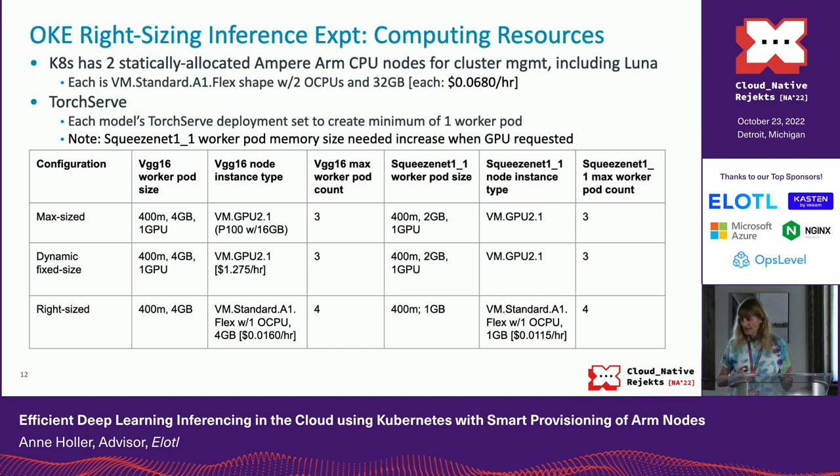Similarly, for SqueezeNet, we asked for 400 millicores, but only 1 gigabyte for our right-sized, and we got the A1 Flex, but with only 1 gigabyte of memory this time instead of four. And similarly, for the dynamic fixed size and for the max size, we got, again, the GPU 2.1. At the peak load, right-sized required 4 of these instances to handle the load. And the GPU systems only required 3.